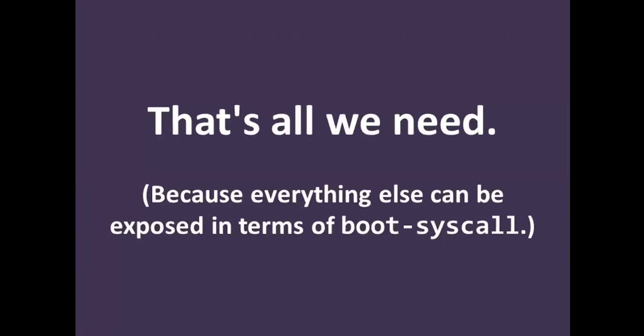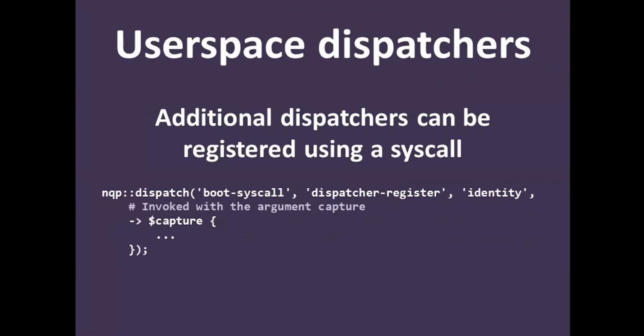So then you might say, but that's a pretty big gap from doing all of the fancy semantics of the Raku language. So all of the fancy stuff happens because we can declare dispatchers in what I call Userspace. And by this I mean dispatchers that we write using a high-level language, and they're all at the moment implemented using NQP. So you use the boot syscall mechanism to register a new dispatcher. I'm calling this one identity for reasons that will become obvious very soon. And this gets invoked with a capture object, which represents the arguments to the dispatch.